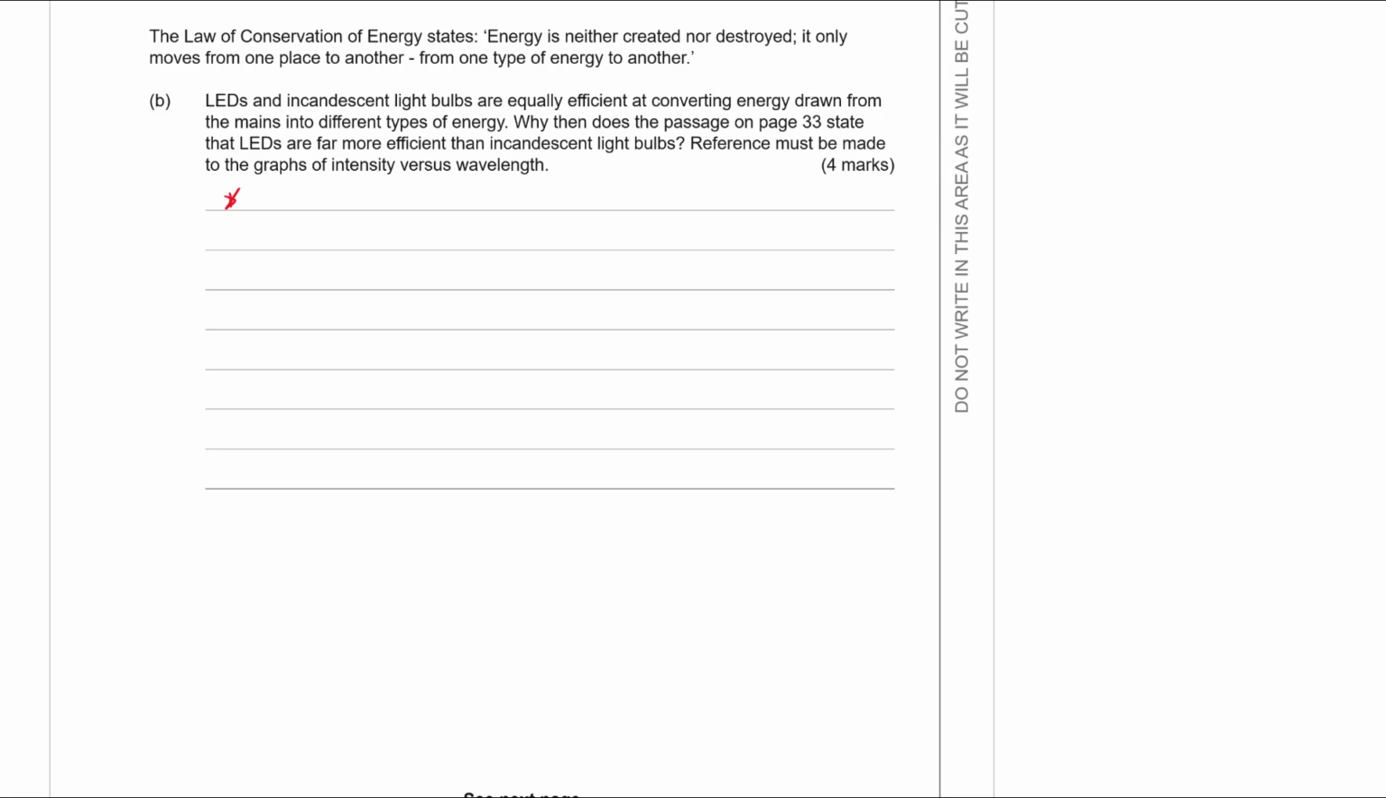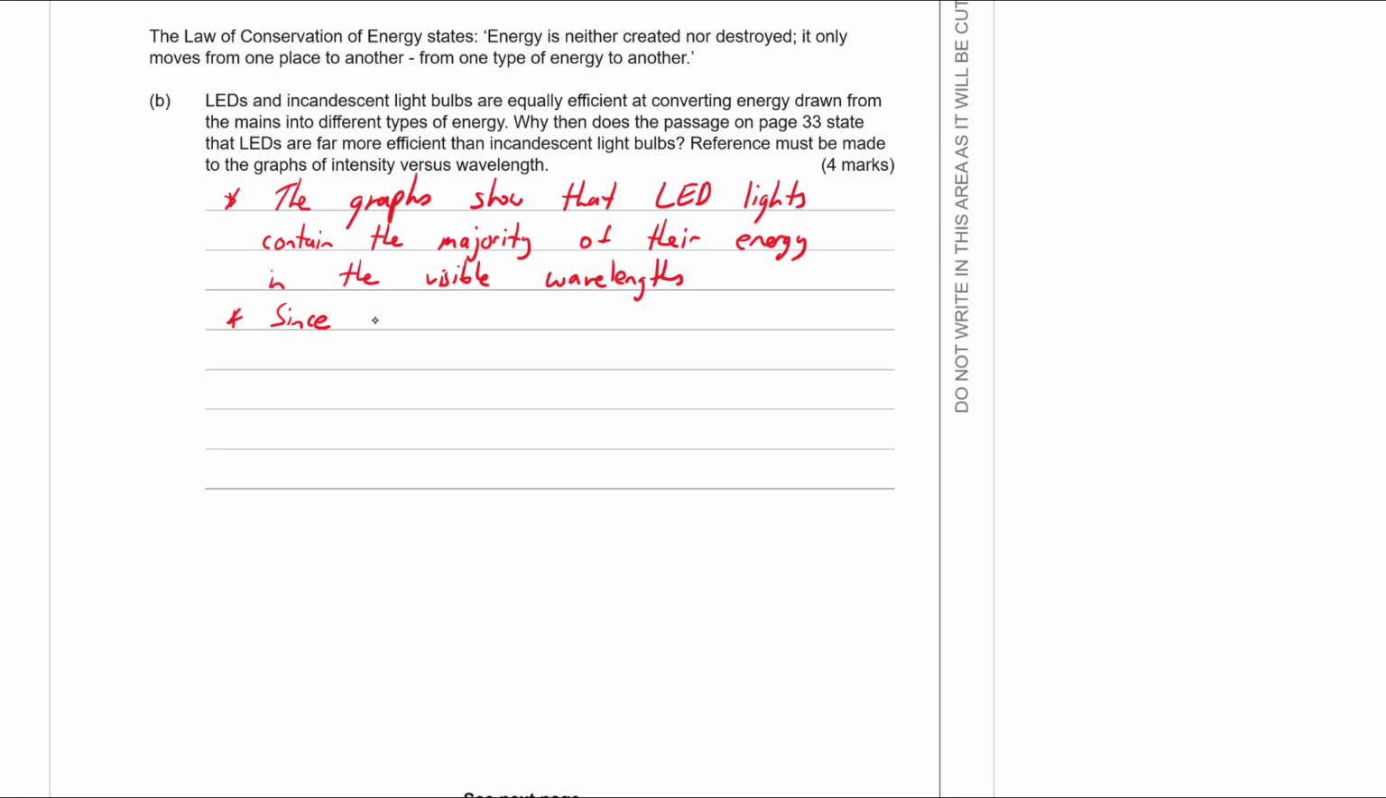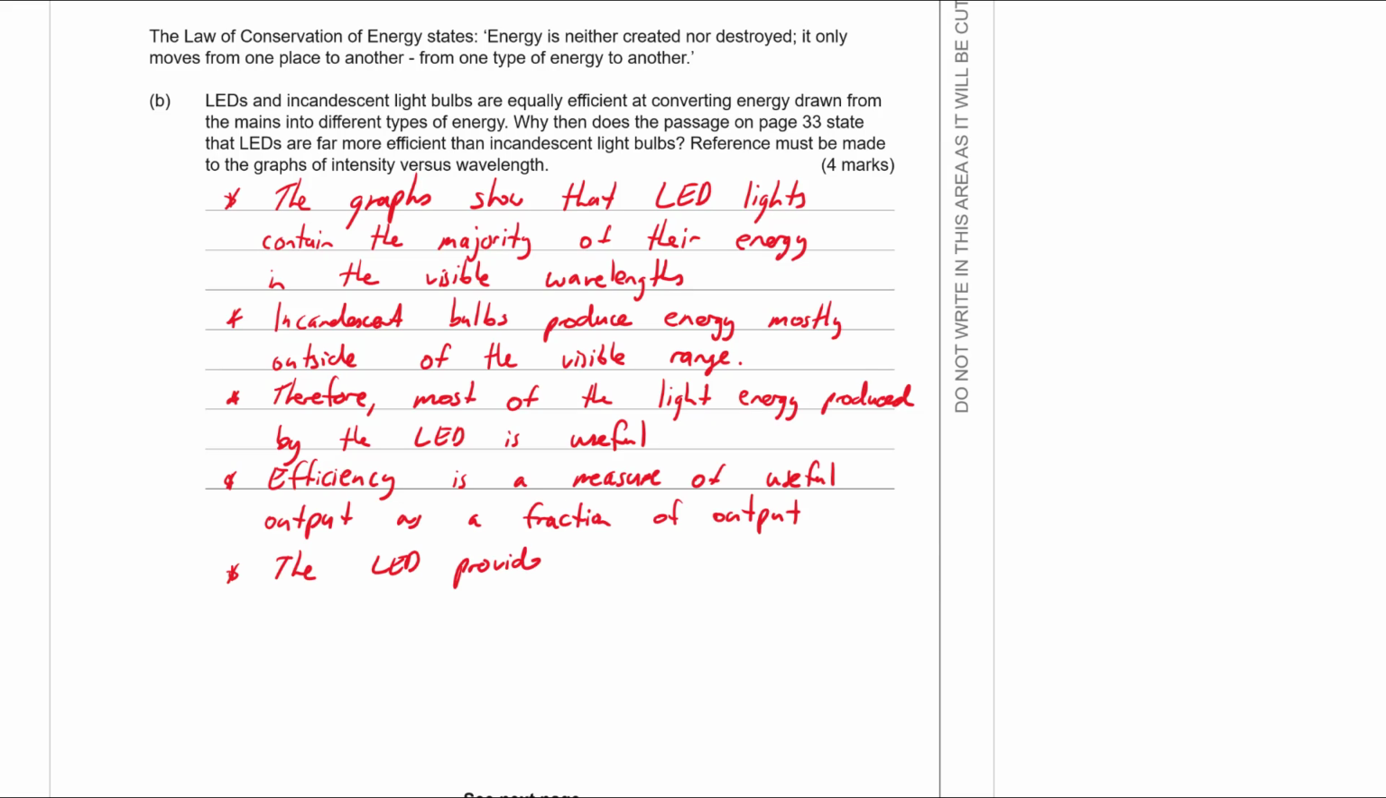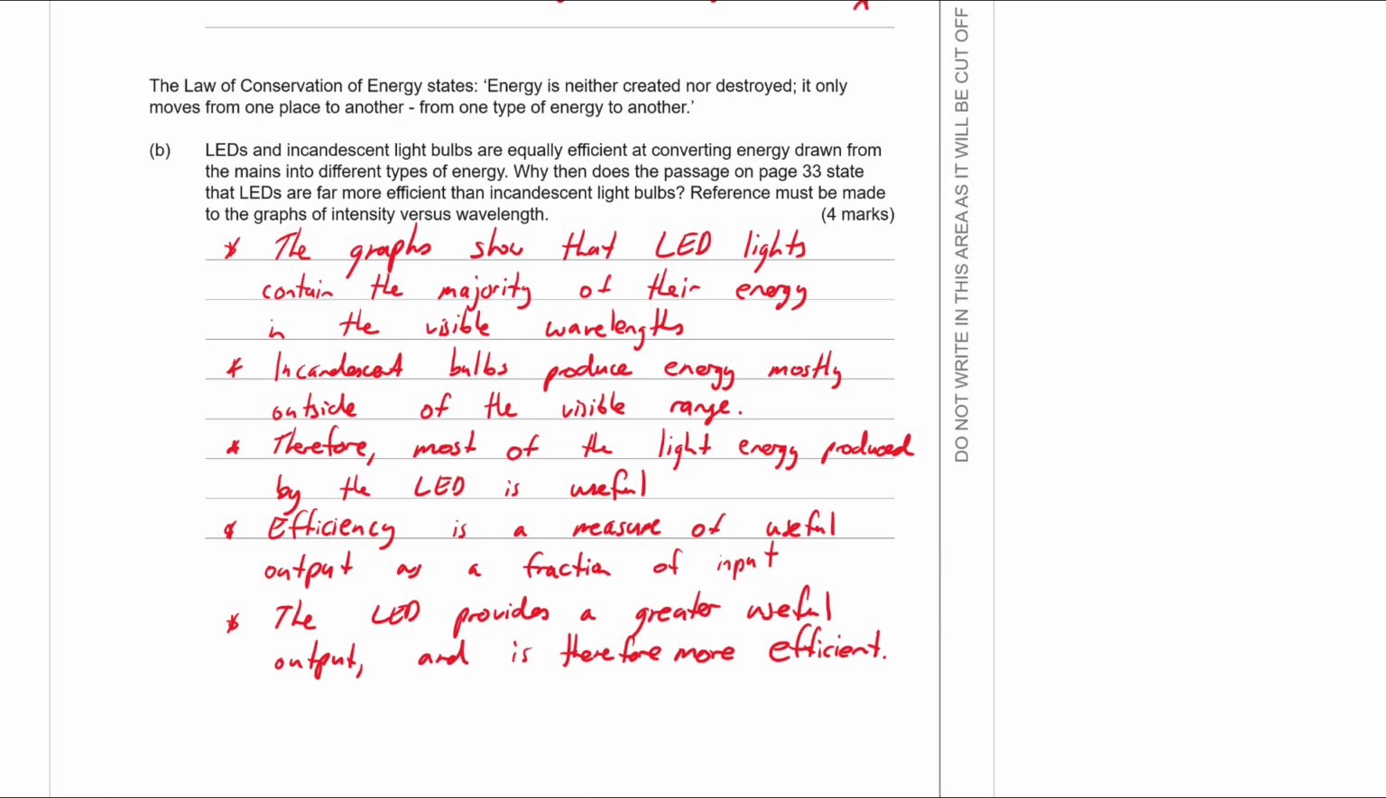First, I've said that the graphs show that the LED lights contain the majority of their energy in the visible wavelengths. Then I've said that the incandescent bulbs produce energy mostly outside of the visible range. Therefore, most of the light energy produced by the LED bulb is useful. And since many would say that efficiency is a measure of the useful output as a fraction of input, then the LED provides a greater useful output and is therefore more efficient.